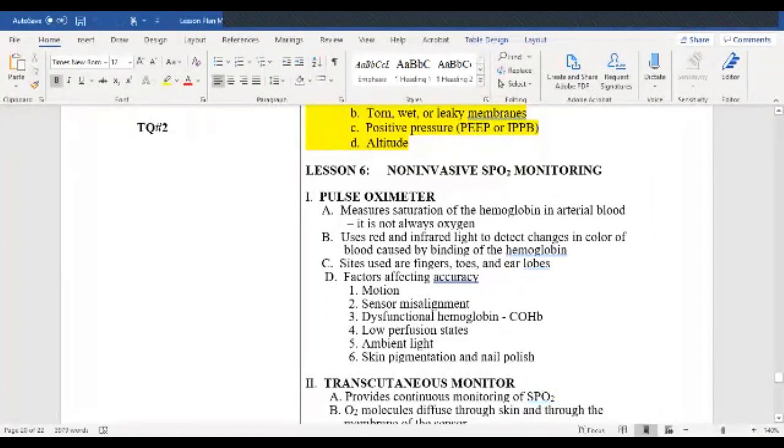But look, it's not always oxygen. The pulse ox on your finger is just saying that the hemoglobin is saturated with something, right? That doesn't necessarily mean it's oxygen. It's supposed to be oxygen. But what if you came out of a house fire? If you come out of a house fire, the pulse ox may say you are 100% saturated with what? Carbon monoxide. But of course, the pulse ox is not going to say carbon monoxide. It's just going to say 100%. That's why you have to know your patient and you treat the patient, not just the numbers.